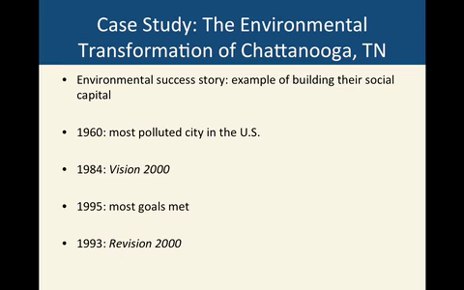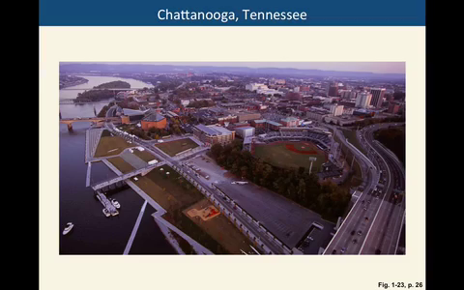One of the case studies they highlight in the text is this Chattanooga, Tennessee, to show that these sorts of things are possible. In 1960, it was one of the most polluted cities in the United States. And now in 1995, actually about 20 years ago, they have met those goals that they envisioned in 1984. So 5 years before their goal, and we'll be revisiting it in the future. There's Chattanooga.